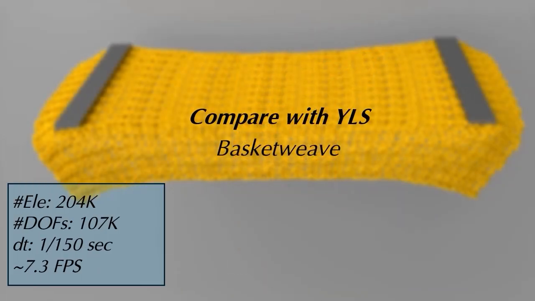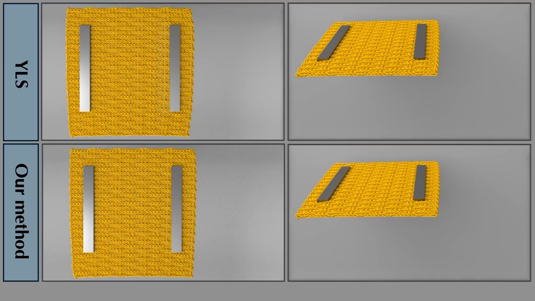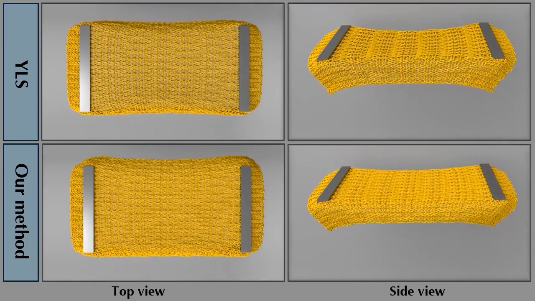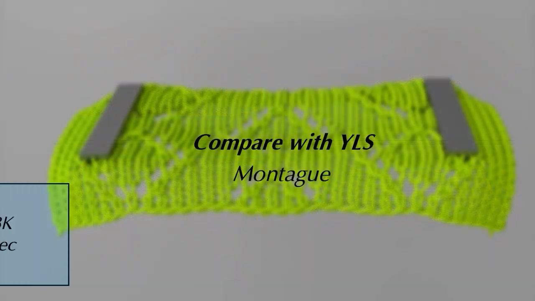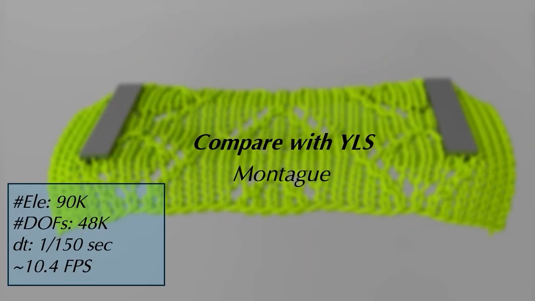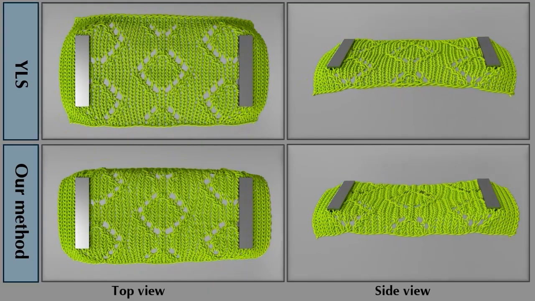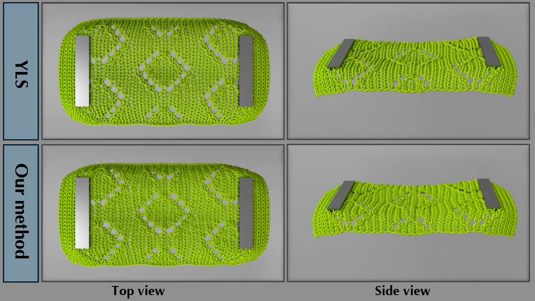In this example, we stretch the basket weave patterns. Our method produces high-fidelity knit stretching results that are nearly identical to yarn-level simulation. The Montague knit pattern example is not very periodic. Our homogenized mesh still captures the yarn-level dynamics very well.